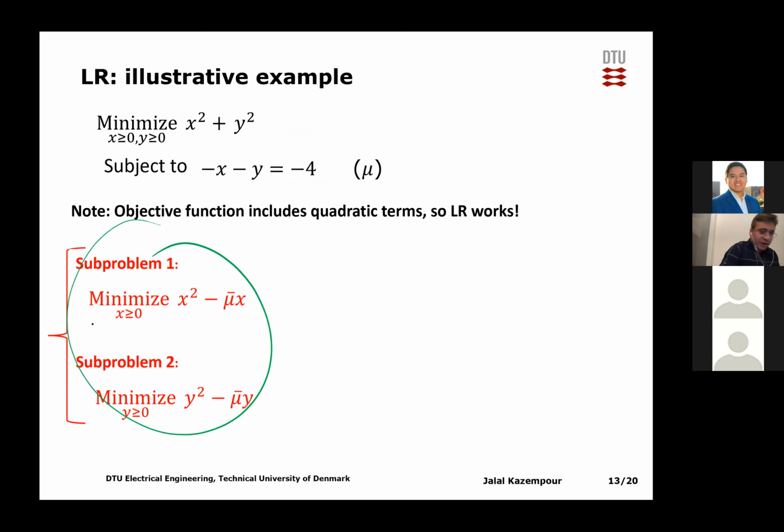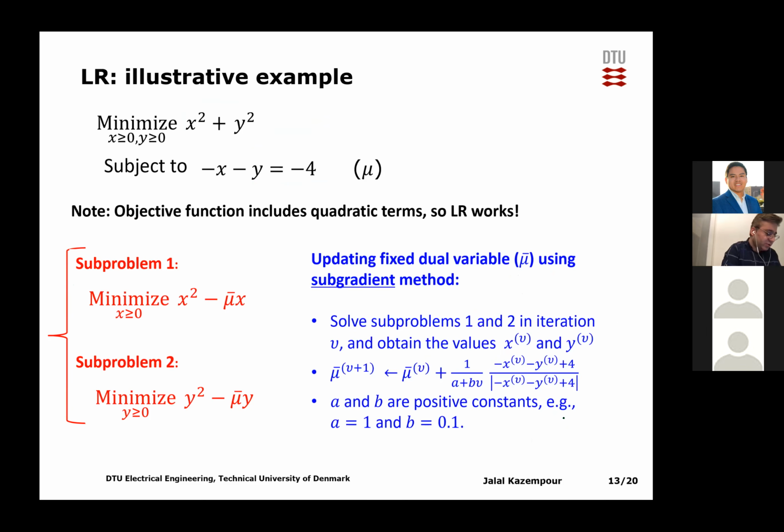So we have two subproblems. For initial mu bar, you can start solving these two subproblems separately, in parallel, not sequentially. And you obtain the values of x and y. What to do? You need to update the value of mu bar in iteration nu plus 1. So let's say how we can update it. It's the simplest method that you can go for, the subgradient method.